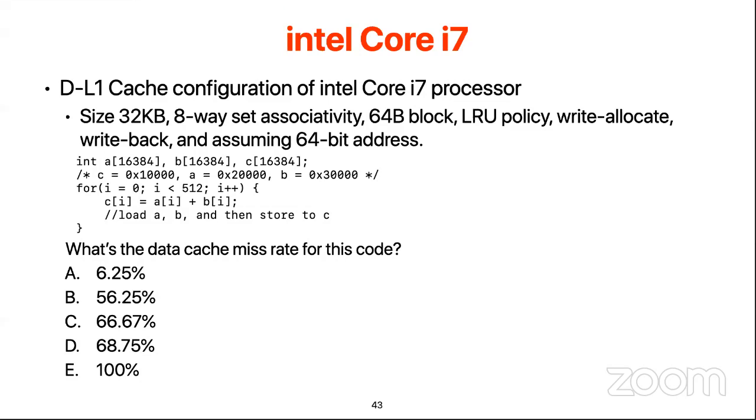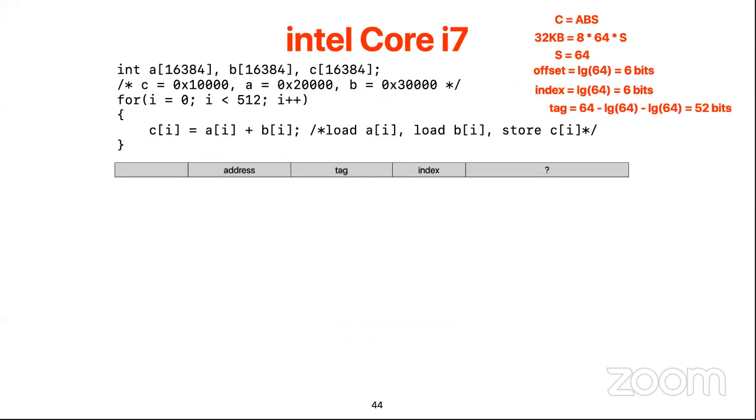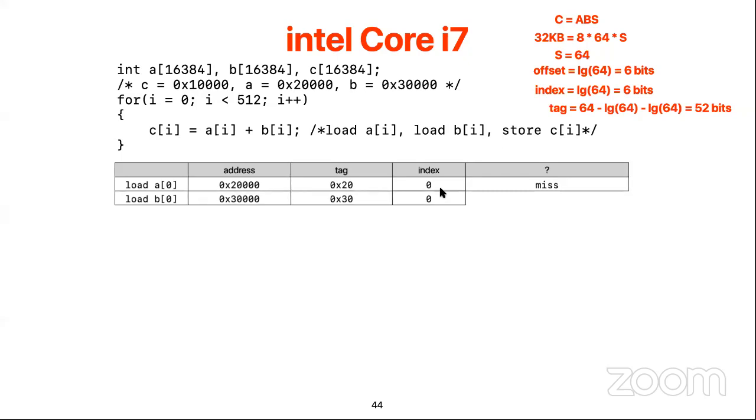Okay, so here's the process. First of all, again, we need to partition the address into tag, index, and offset. And that's exactly the same code, so the address will be the same. The only difference is the cache architecture. And because for this cache, the offset and index added together are 12 bits, so it's 3 digits in hexadecimal. So you can easily partition the address and separate 20 as the tag. And the index will be 0. And the first access is always a miss, same here.